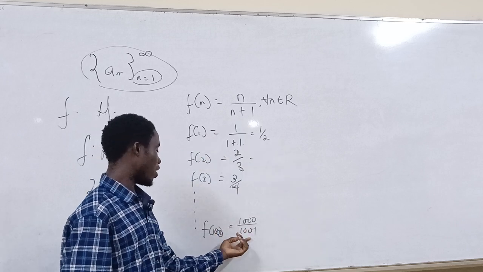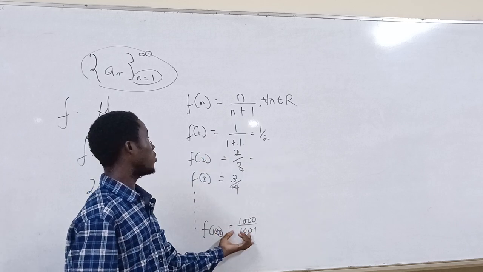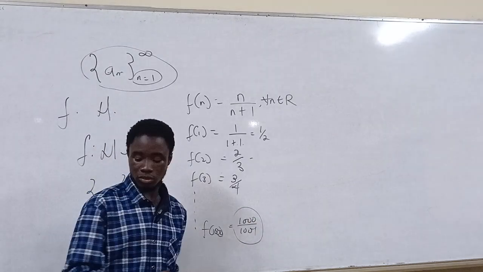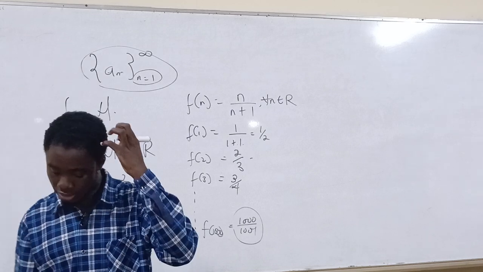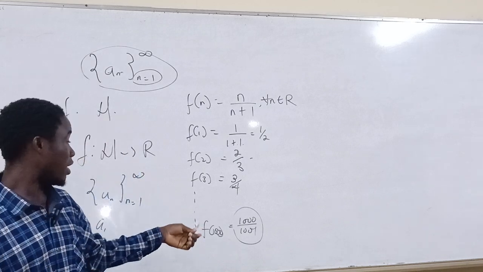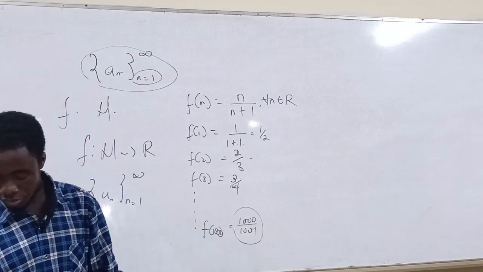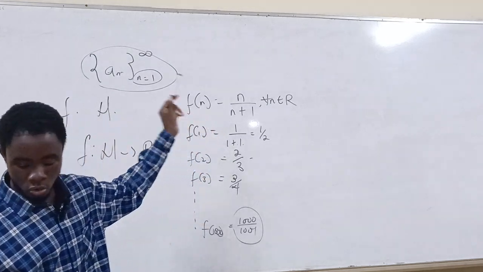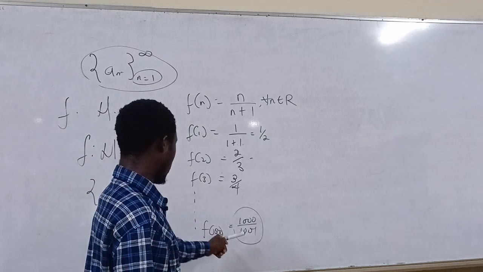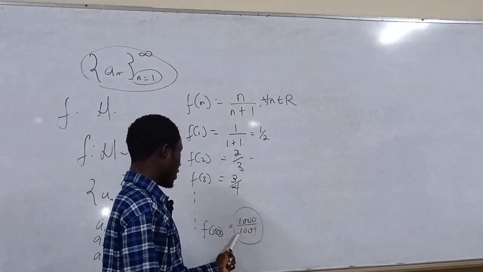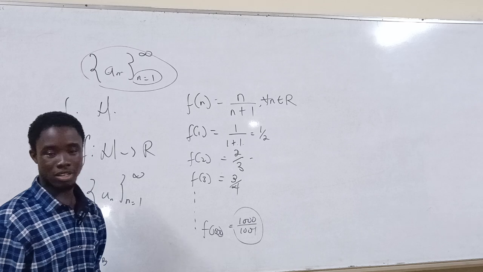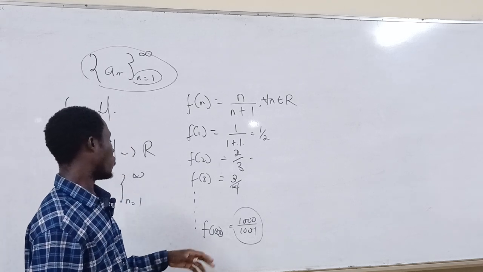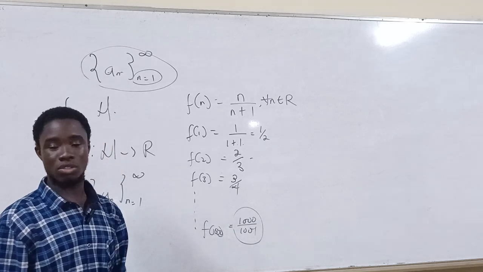Now, you can see that as n increases, this function is approaching a certain number. So what will be the number? From the table, you can say that as the value of n increases, the value of the function also approaches the value 1. You can see that this number is getting closer to 1.